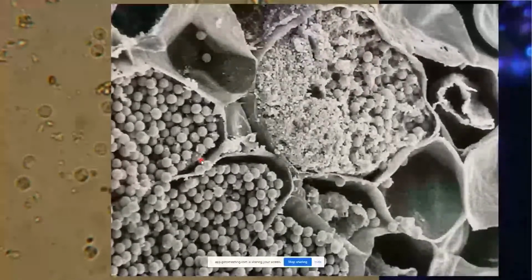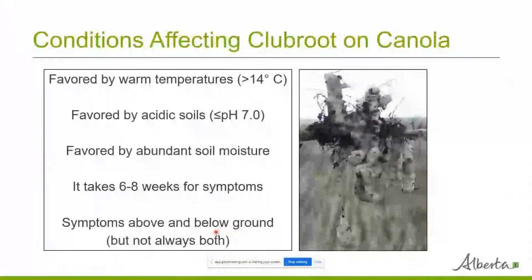So here's a scanning electron micrograph showing individual plant cells. These are plant cells in a root, and these are the clubroot spores inside the cell. So you can imagine that if you have a plant root that has thousands to tens of thousands of cells, and many of them have thousands to tens of thousands of resting spores, that's a lot of disease potential that's getting released just from one root. Okay, so this is what makes the disease challenging and special and difficult to manage.